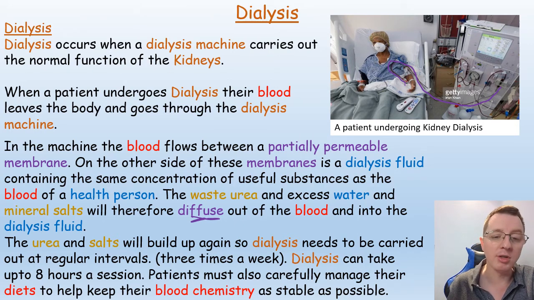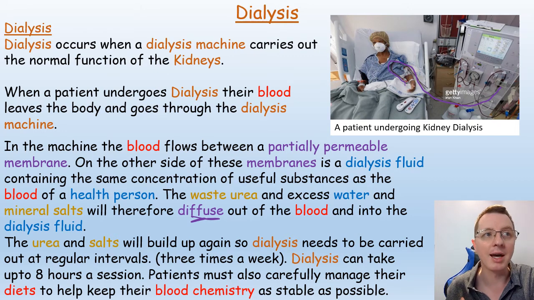Dialysis will only ever utilize diffusion. It cannot use active transport. And of course, if you get the concentrations correct, then water will also follow. Any excess water will follow by osmosis. However, after dialysis, the urea and salts will also build up again, so dialysis needs to be carried out at regular intervals, up to 3 times a week, and dialysis can take up to 8 hours per session. So patients must carefully manage their diets to keep their blood chemistry as stable as possible.